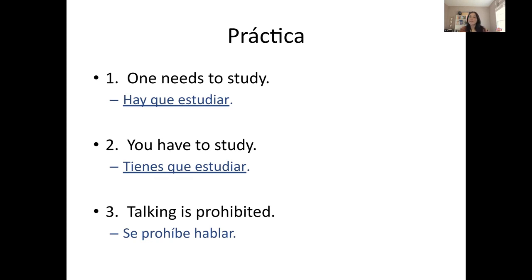All right. Now, one needs to study. Hay que estudiar. You have to study. Do you see here? The subject is specific. It's you, so you would use the verb tener. Tú tienes que estudiar or tienes que estudiar. Talking is prohibited. So, se prohíbe hablar.